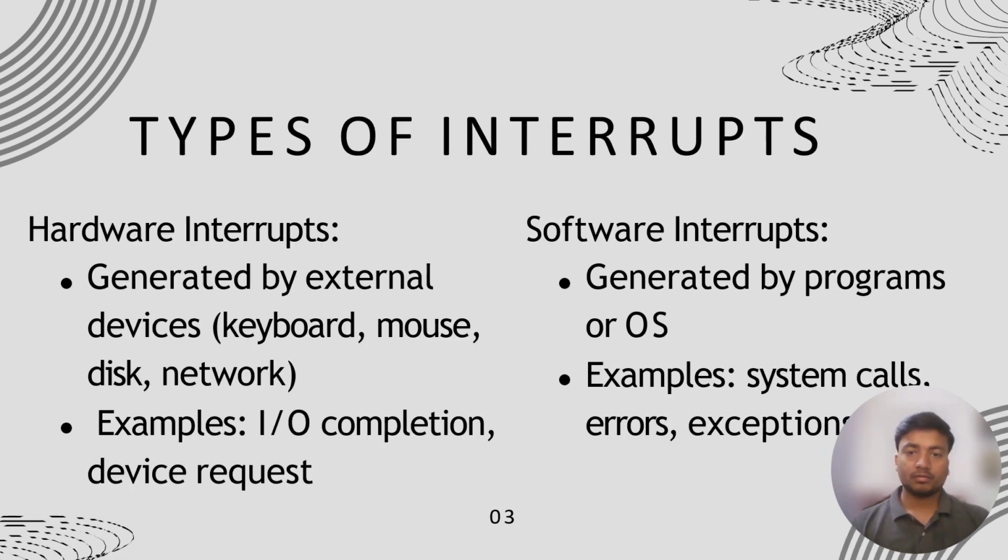Types of interrupt. Basically, there are two types of interrupt. First, hardware interrupts. Second, software interrupts. A hardware interrupt is generated by an external device like a keyboard, mouse, disk, and network. For example, input output completion or device request. A software interrupt is generated by a program or the operating system. For example, a system call, error, or exception.